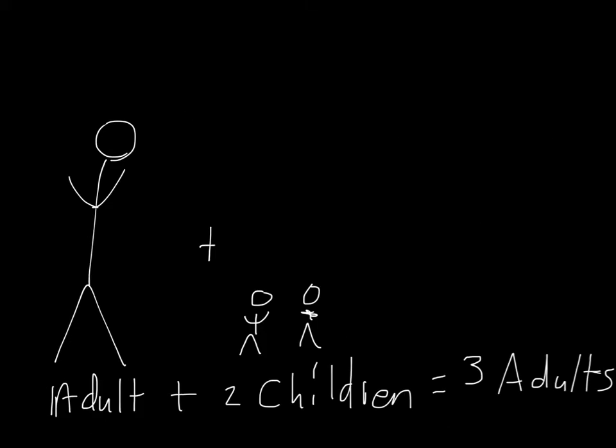But say that I have one adult and 2 children. I cannot say that I have 3 adults because that's not true. I have one adult and 2 children. However, I can look for a common term and I can say instead that I have 3 people.